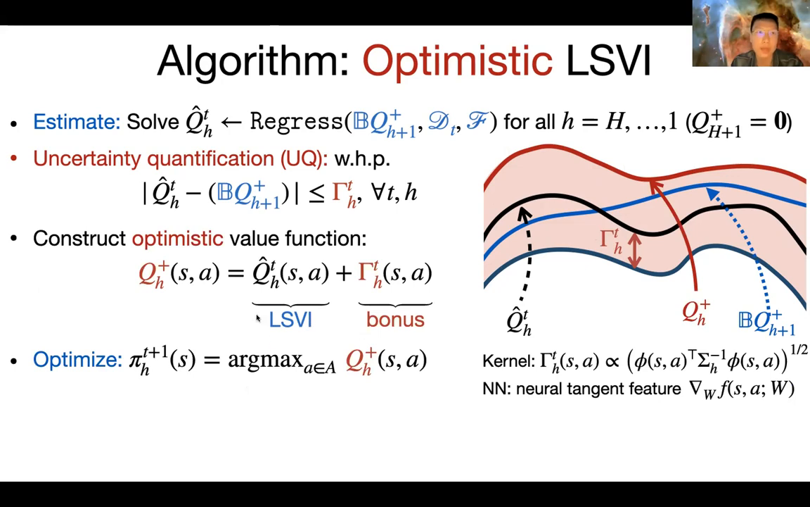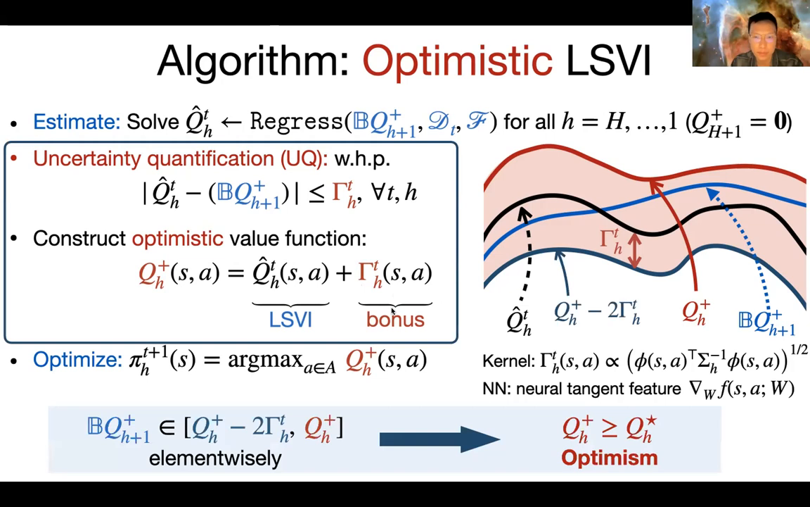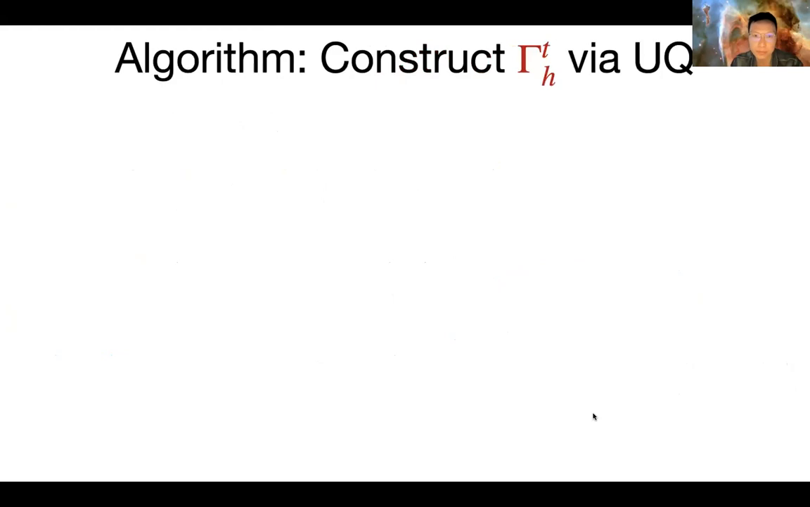Intuitively, we take any action either because the LSVI shows us that the value is large, which means we are exploiting, or it's because the uncertainty is large, so we are doing exploration. And also we can show that this algorithm, this Q function, is always an element-wise upper bound of the optimal value function, which gives us the name of optimism.